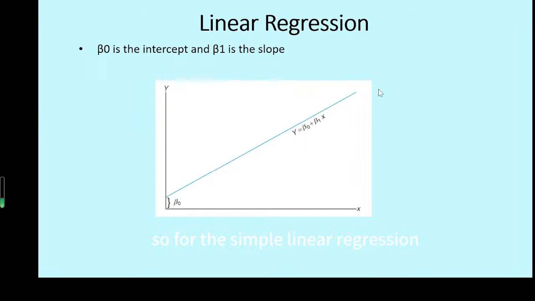So for simple linear regression, we can use a straight line in two-dimensional space to depict the relationship between x and y. So this is the beta 0 parameter for the intercept, and beta 1 is the slope of this line.